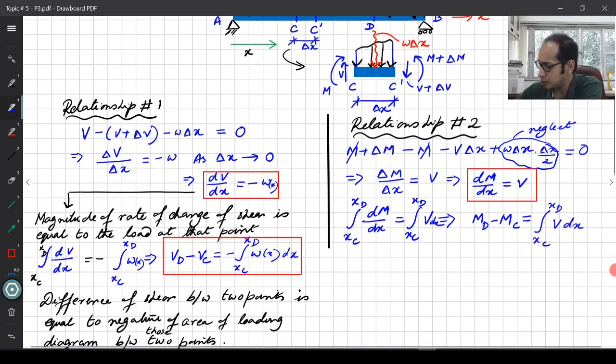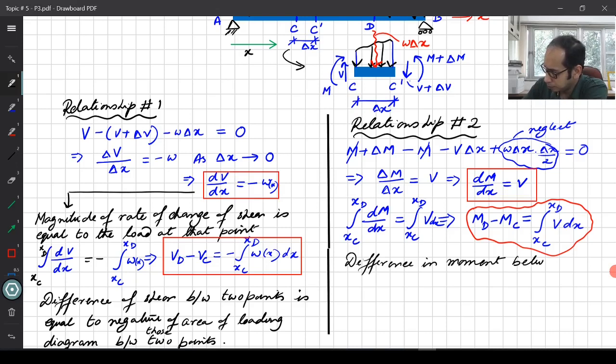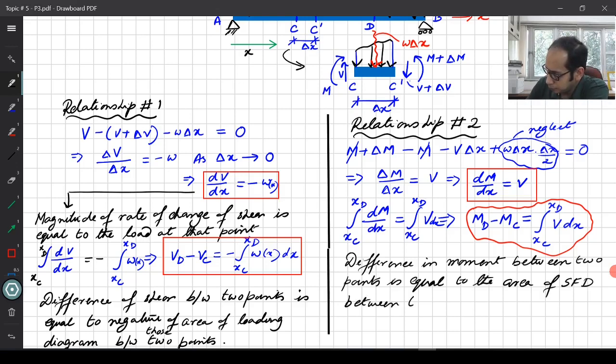So essentially this takes you to another important relationship, that the difference in moment between 2 points is equal to the area of the shear force diagram between those two.